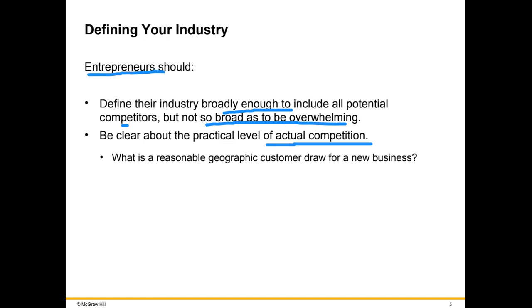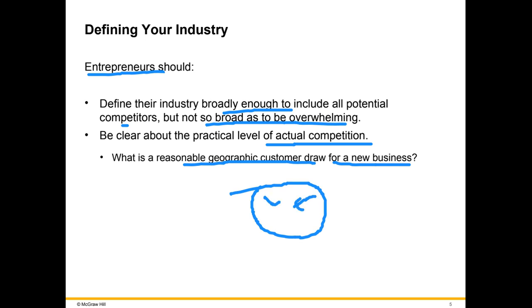What is the reasonable geographical customer draw for a new business? What are the areas where your customers are living and will be coming to purchase your products and services? So we are talking about the geographical area, which location you're going to open this ice cream shop. These are important questions. One has to answer them, and the more accurate you are, the more effective it's going to be for your business.